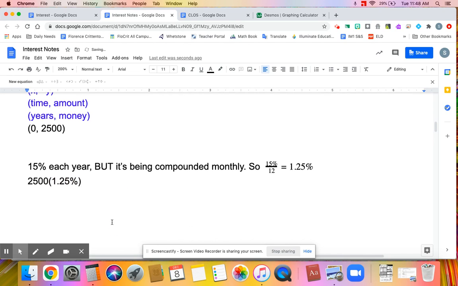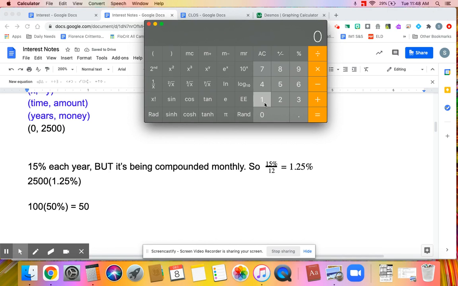As an example, what's 50% of 100? Well, 50% of 100 is half of it, and so that's 50. But in the calculator, if I typed 100 times 50 for 50%, that does not say 50. That says 5,000. Remember, always before you do math, you have to turn your percents into decimals first.